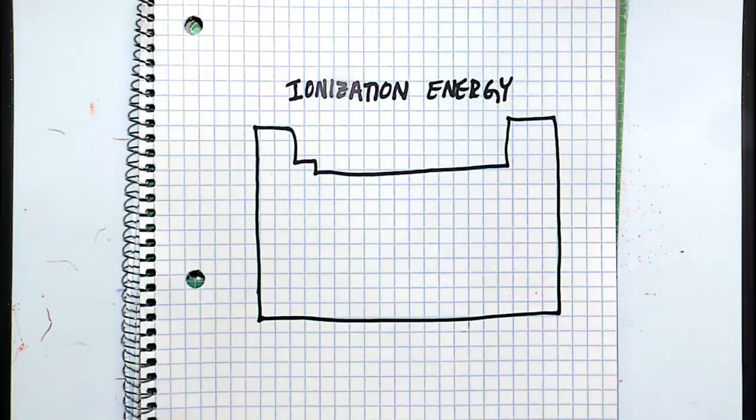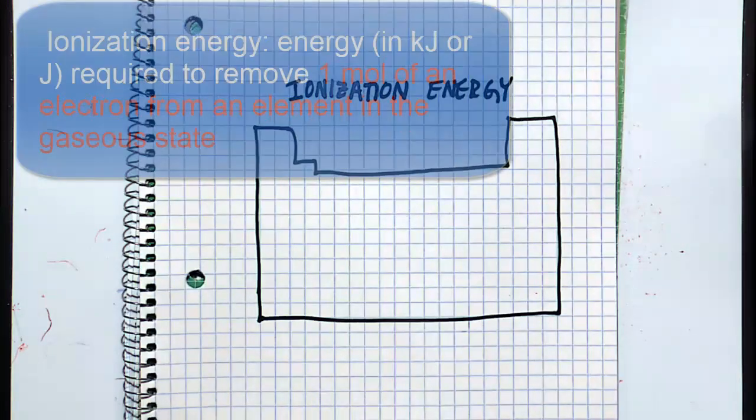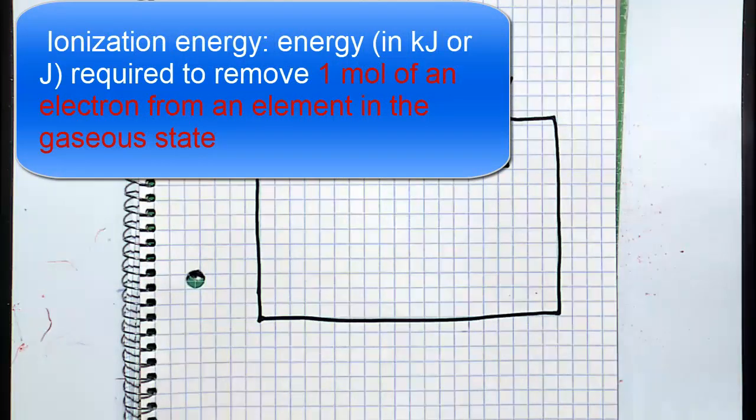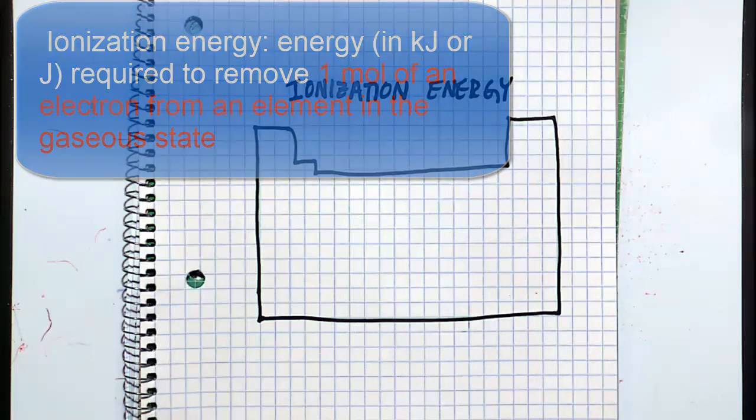If you look at the textbook, the ionization energy is the energy required to remove 1 mole of an electron from the gaseous state. So with that technicality that you're looking at it from 1 mole of the element and in the gas state, we will just summarize it for simplicity's sake as the ionization energy is the energy required to strip an electron from an atom.